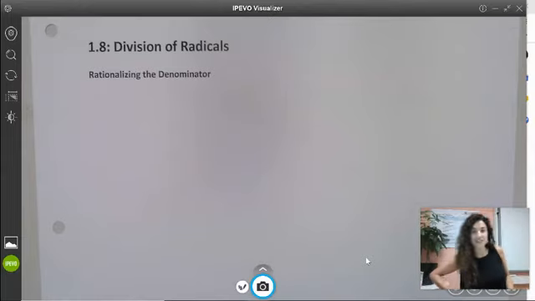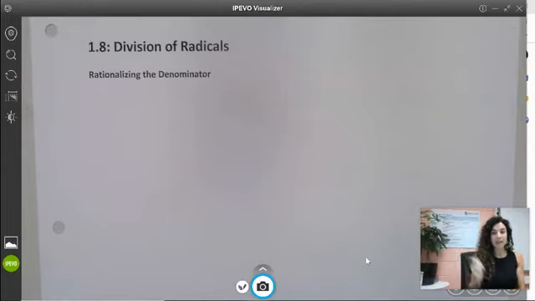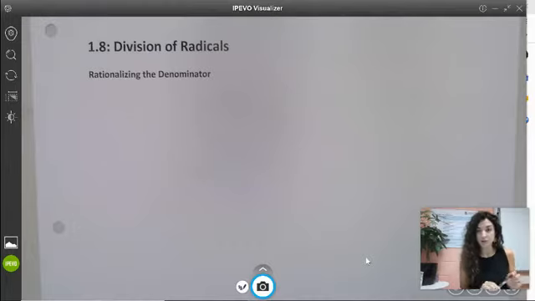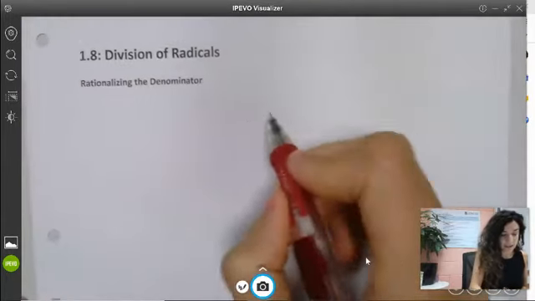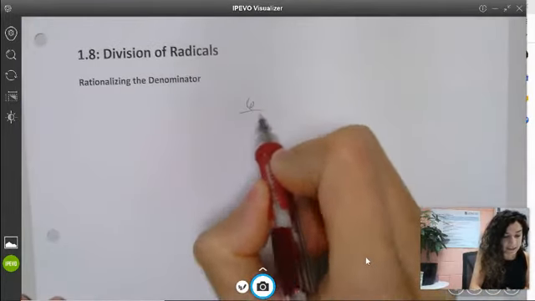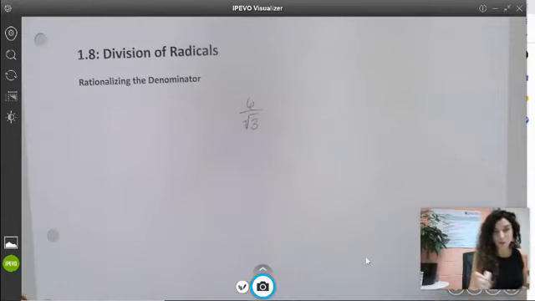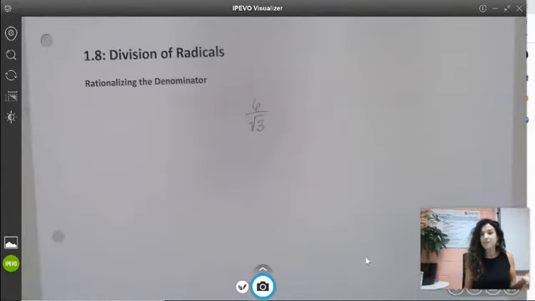Hello, ninth graders. We are moving on from multiplication of radicals into division of radicals today. For the most part, division of radicals is just seen as a fraction, something like 6 over the square root of 3. That's what we mean by division of radicals, because fractions are really just division in disguise.